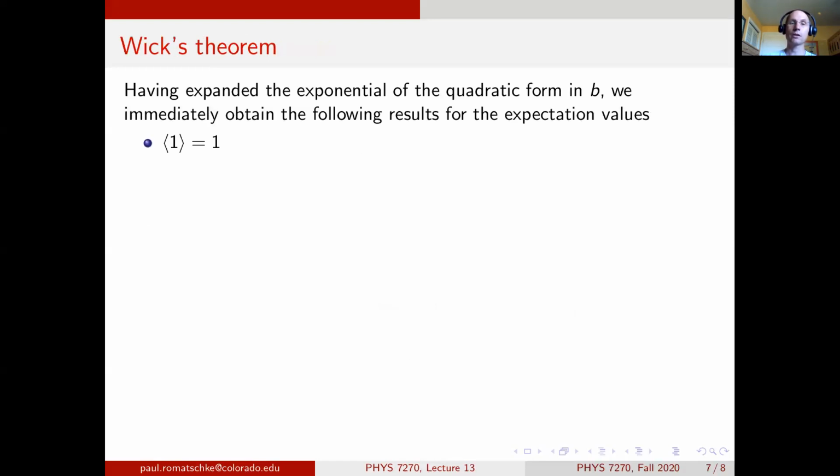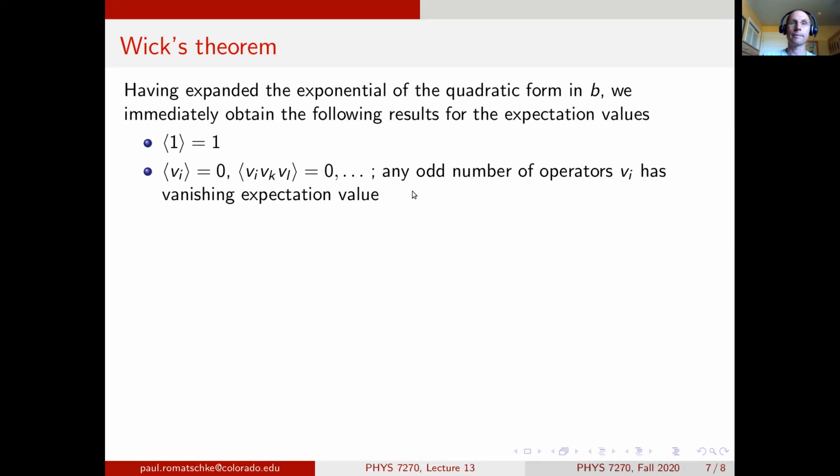Having expanded this exponential of the quadratic form in b, we find a number of consequences for the expectation value. For instance, the expectation value of 1, so no operators, is just unity. Whenever we have an odd number of insertions, such as vi, or vi, vk, vl, or 5 of these, we always get 0. The reason is that our form is quadratic. If we take an odd number of derivatives of a quadratic form, we always have to derive with respect to something that doesn't depend on b, so we always get 0.